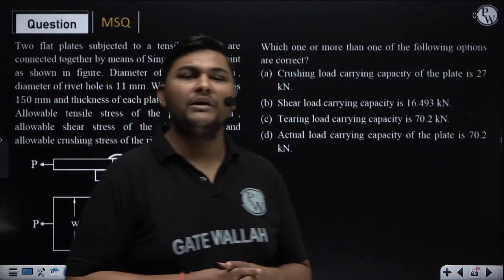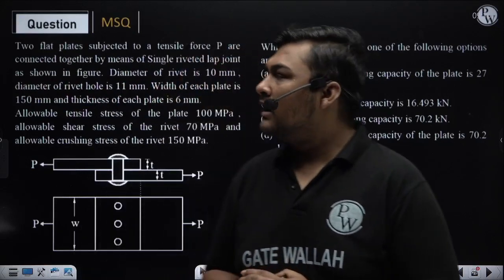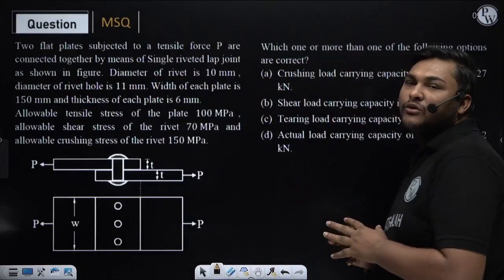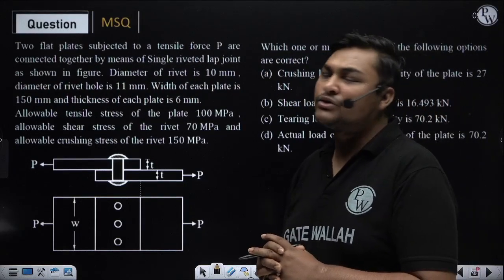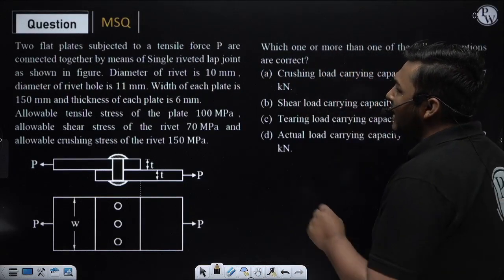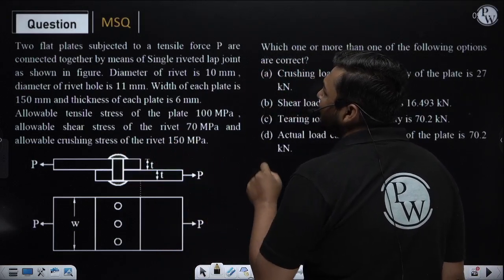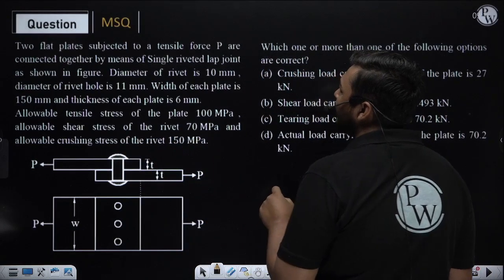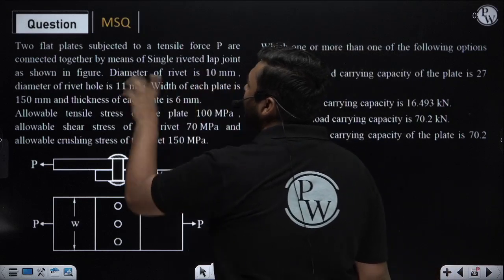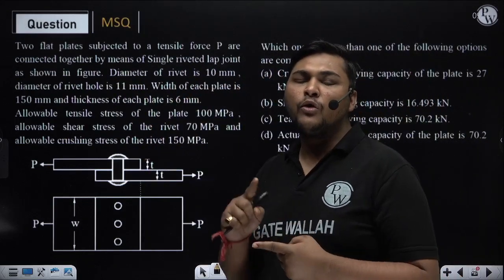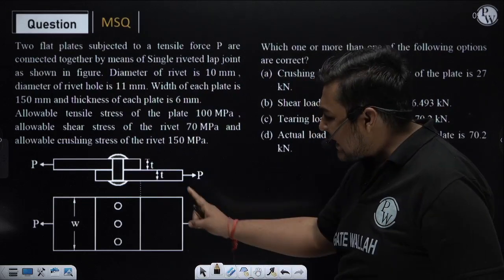So students, now I'll discuss some questions. This question is an MSQ, meaning a multiple select question, meaning more than one option can be correct. The question says two flat plates subjected to tensile force P are connected together by means of a single riveted lap joint as shown in the figure. Single riveted means the number of rows of rivets is one. Okay, and the diagram is already given.